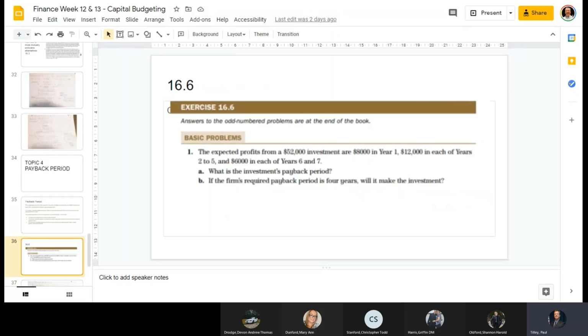So we have a string of money that's going to come in. And what we need to do is count up how many years it's going to take to get $52,000 worth of revenue in. So in the first year, there's $8,000. In the second year, there's $12,000, so that's a total of $20,000. In the third year, there's another $12,000, that's a total of $32,000. And in the fourth year, there's another $12,000, so that's adding up.